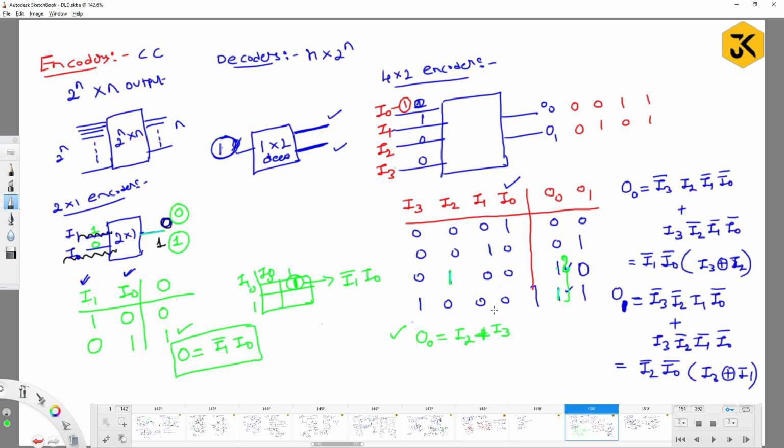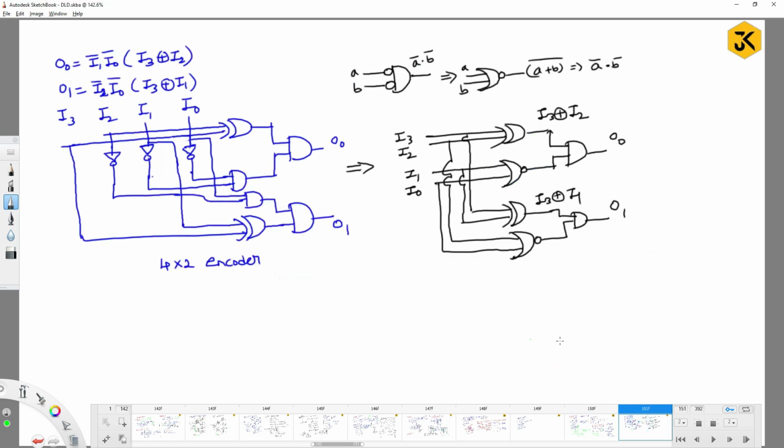This is possible only in encoders, not in all the other kinds of circuits, because we are not considering any other kind of inputs; we are going to consider only the 4 possibilities here. Similarly, if we take O1, what is the expression for O1? I1 plus I3. That's it, right? So if I write it here, O0 is I2 plus I3, is it correct? O1 is I1 plus I3. Sure?